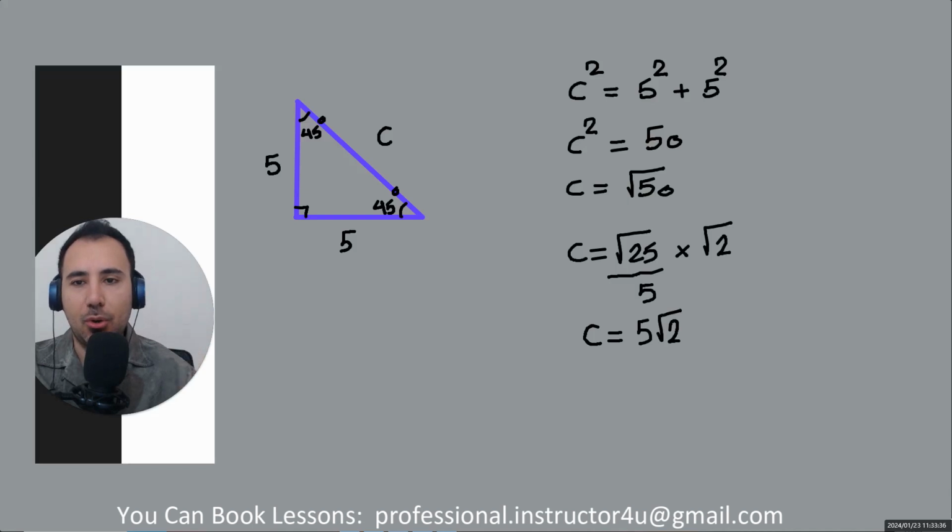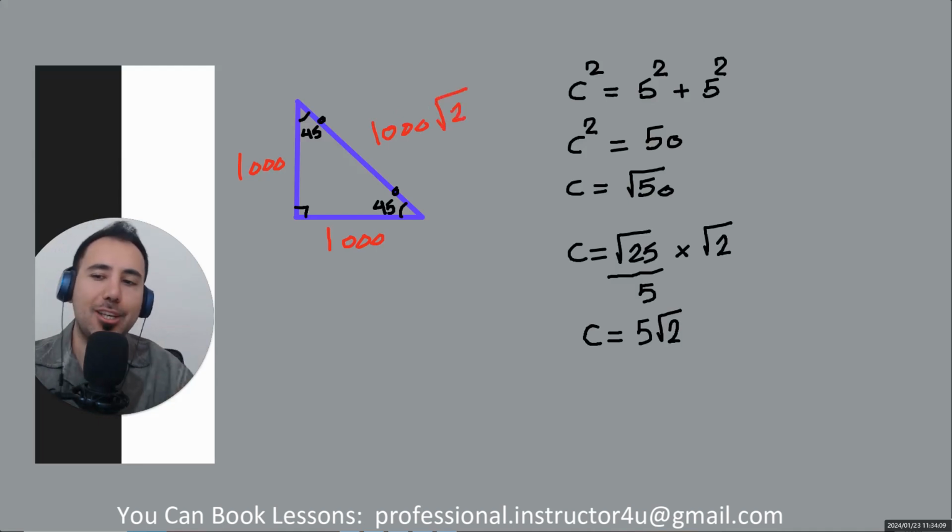And this is always true. So what do I mean by that? For example, if I change these values into a different number, if this one is 8, this one is 8, then this one is 8 square root of 2. If this one is 1,000, this one is also 1,000, because remember, the angles are 45 degrees. So this one will be 1,000 square root of 2. This is all you need to be able to answer this question. And now let's go and deal with it.